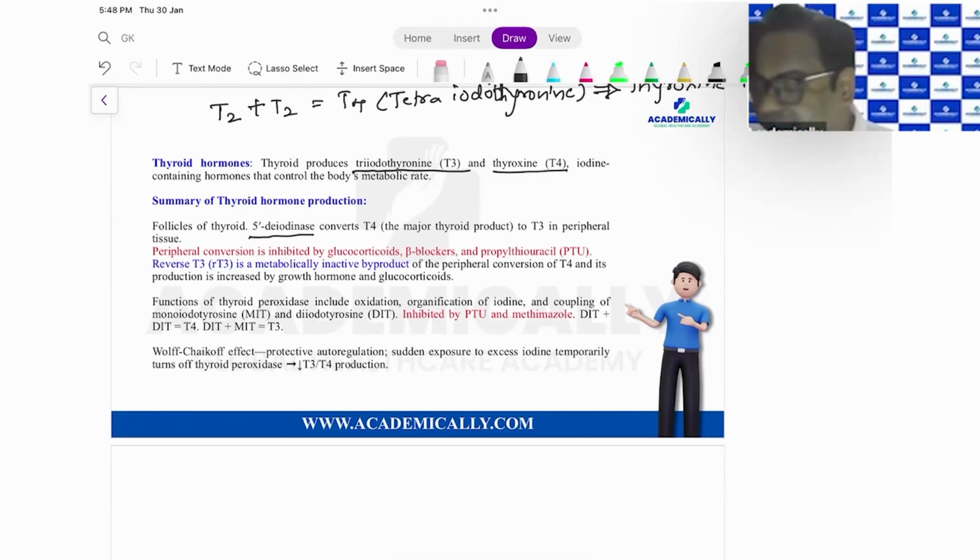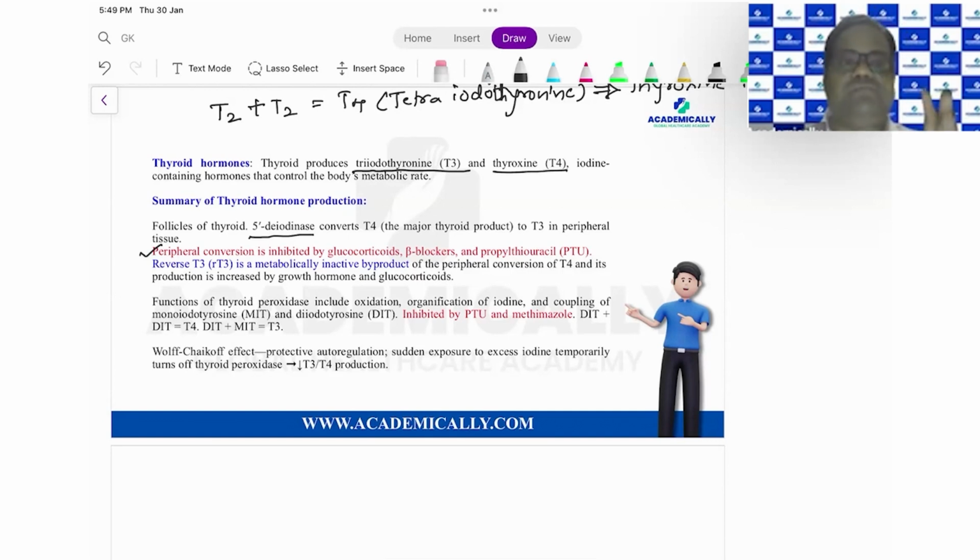Now, which are the drugs which inhibit this enzyme? Glucocorticoids, beta blockers, and propylthiouracil. These are the drugs which block this enzyme and prevent conversion of T4 to T3. So if we are facing hyperthyroidism, where the thyroid hormone is excessively active, we can give these drugs. These will prevent T4 from being converted to T3. And we know that T4 by itself doesn't have much action. Most of its action is because of this conversion to T3. So this is one way in which we can decrease the effect of thyrotoxicosis.